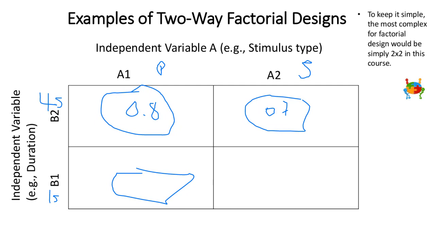But when you look at 1 second and then pictures, it was more like 0.5, I guess. And then you could have A2B1, which is sound and 1 second, and they had 0.4. So that's a way to represent the means in a factorial design. I'll talk more about it later in this lecture.